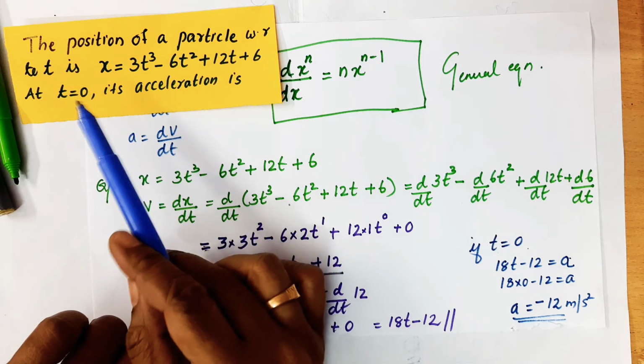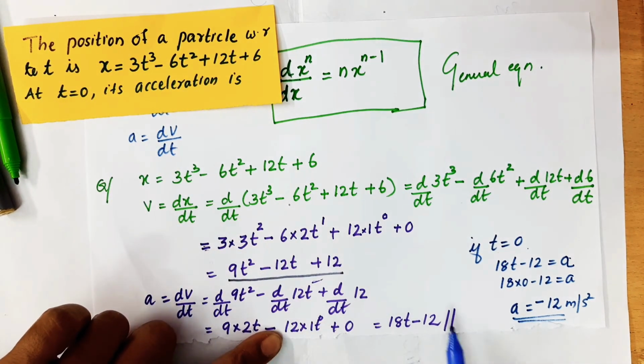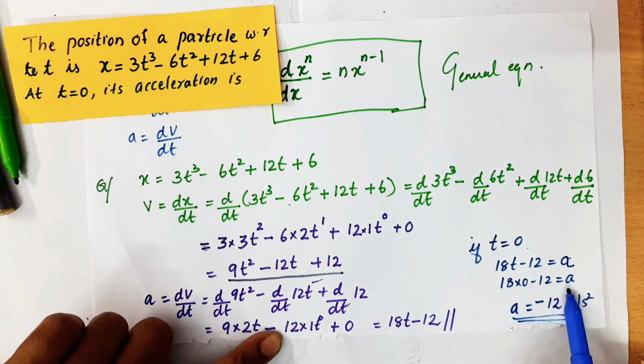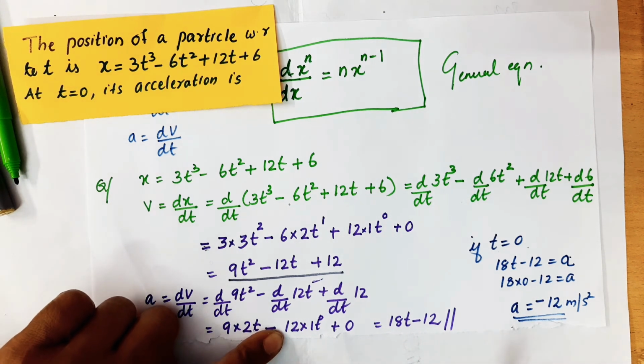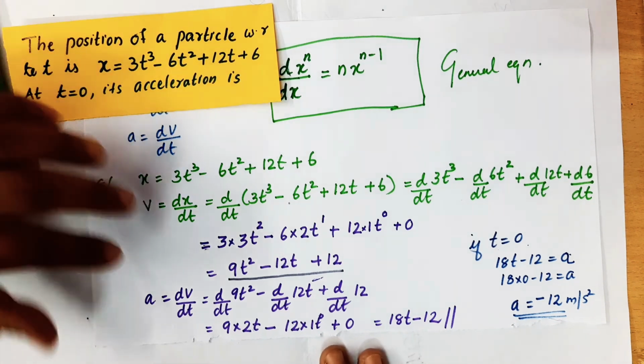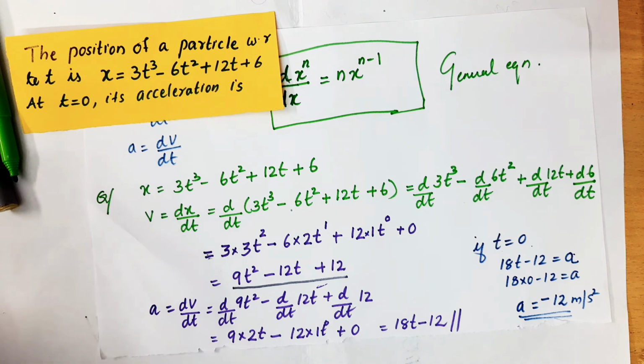But in the question they ask, at t equal to 0, what is the acceleration? So if t equal to 0, 18t minus 12 equal to a, we got from here. So you can write 18 into 0 minus 12 equal to a equals minus 12 meter per second square. Okay, done? Okay, students, do you want one more question we'll solve? One more question so you will get more idea.